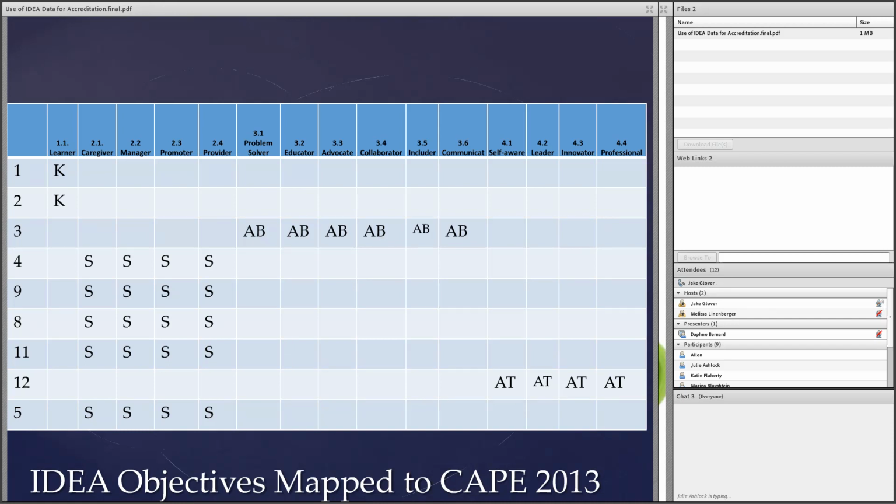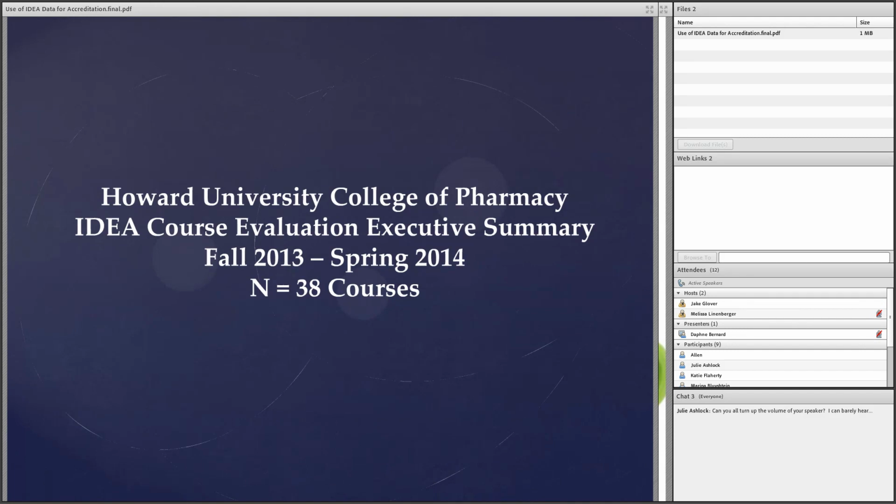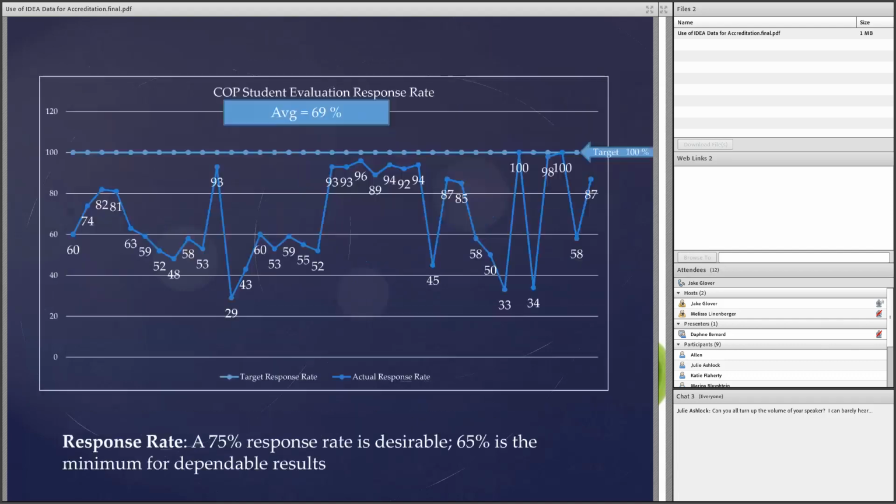So when we look at what we're doing as a program, it's really important for us to pay attention to Objective 1, 2, 3, 4, our most recent evaluation, our institutional summary from fall 2013, spring 2014.